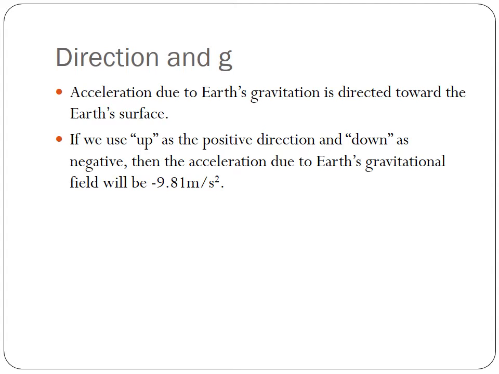Acceleration due to Earth's gravitational field is directed toward the Earth's surface. And typically we use up as the positive direction and down as negative, and that makes the acceleration due to Earth's gravitational field negative 9.81 meters per second squared.